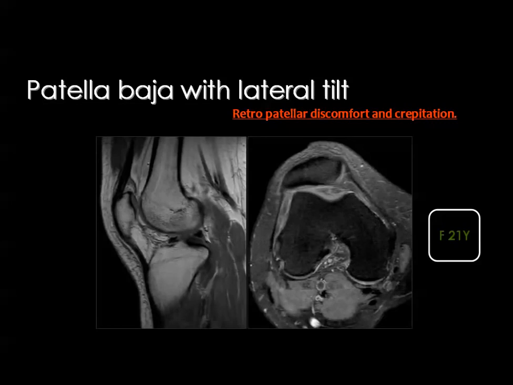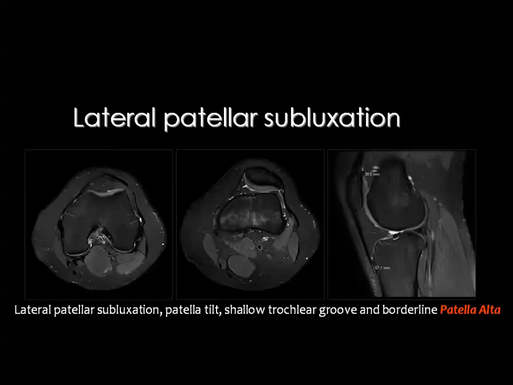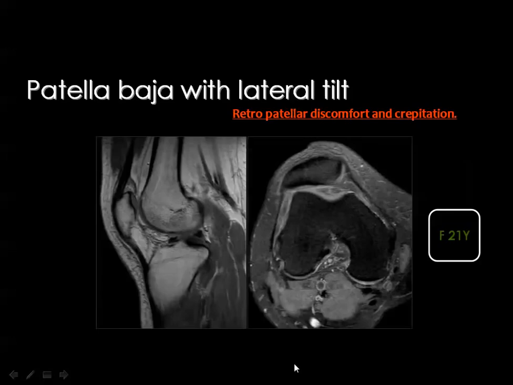Then patella vaga or alta may be associated with lateral displacement of the patella. As you can see in the previous example, this is somewhat patella alta. You see the length of the infrapatellar tendon, and this is patella vaga, and you see the shortening of the infrapatellar tendon with minimal displacement of the patella to the lateral side.